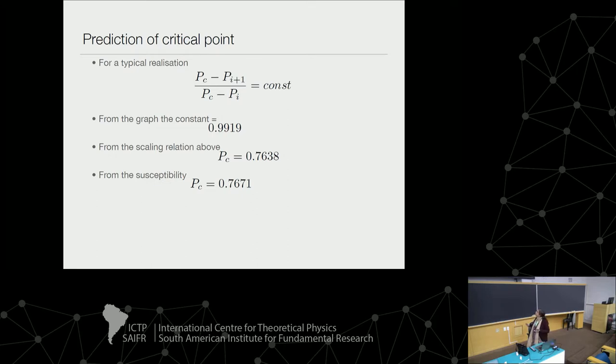You can do this for the other case also, which is the typical realization. So here also, from the graph, you can figure out the constant. That turns out to be this. And you do this scaling relation, you find the typical value, and that is this one. And if you actually calculate the susceptibility and find the typical value from there, you find this value, which again agrees. So the point is, the microtransitions can actually be used to predict the value at which the transition occurs. So this is nice: on the branching hierarchical lattice, we could do it for both cases, the case where there was a second order transition and the case where there was a first order transition.